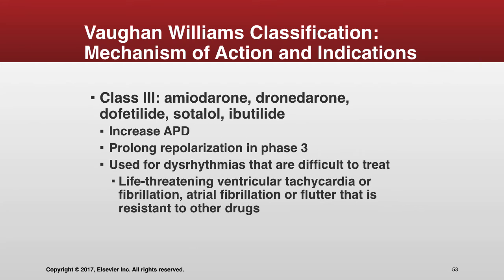The class 3 drugs are amiodarone, dronedarone, dofetilide, sotalol, and ibutilide. These increase the APD. They prolong repolarization in phase 3, and they're used for dysrhythmias that are difficult to treat: life-threatening ventricular tachycardia or fibrillation, atrial fibrillation, or flutter that's resistant to other drugs.